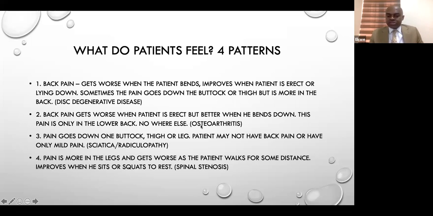There are some patients, a few patients, where the back pain gets better when they bend forward. So that's the opposite of a disc pain. But when they stand up straight or when they lie down, the pain gets worse, especially when they stand. That's due to osteoarthritis of the spine.